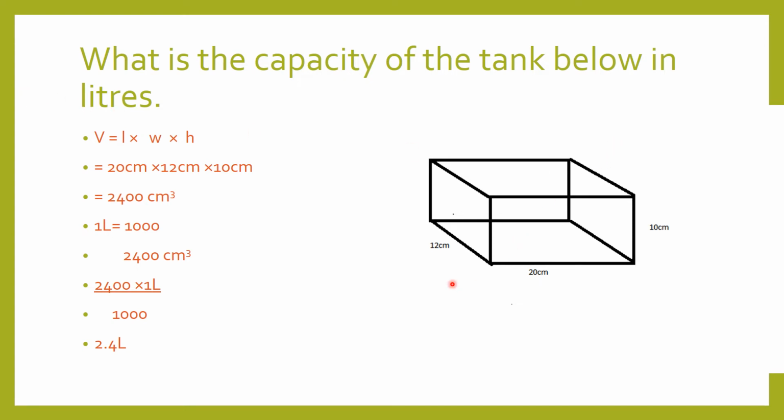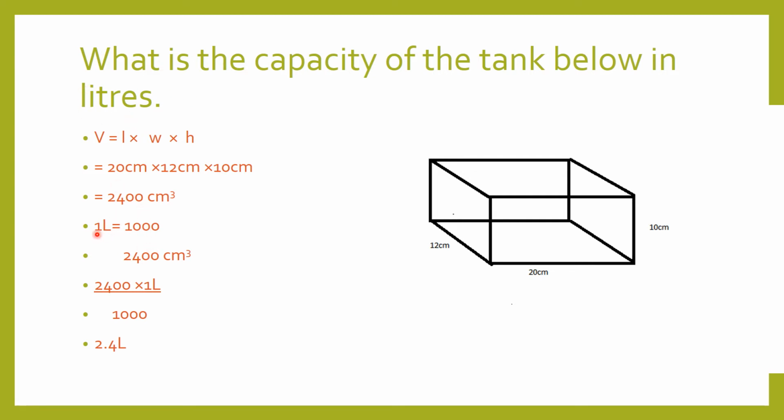Let's find the volume. So volume is equal to length times width times height, that is 20 times 12 times 10, which will give you 2400 centimeters cube. After getting 2400 centimeters cube, that one will not be your final answer. Why? Because the question requires you to change your volume into liters.